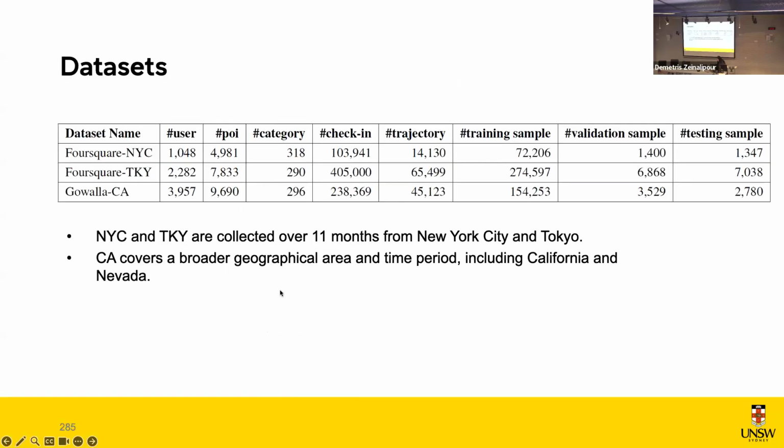What we did here, we used these three popular check-in data sets: Foursquare NYC, Tokyo, and Gowalla. You might notice here that there are a lot more users in Tokyo than NYC. More POI in Tokyo. Four times the number of check-ins in Tokyo than NYC.